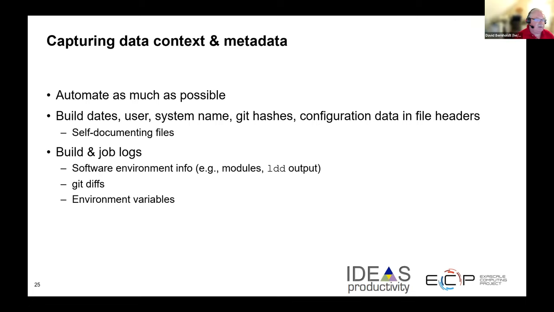So for example, if you have a script to manage your builds, it can help you collect the date of the build, the user that did the build, the system name, the Git hashes you were using, the configuration data, things like that. And you can build these things into your tools. You can make sure both your build and your jobs start by dumping out the modules. You might want to dump out the output of LDD to see exactly which libraries are satisfying your dependencies. If you're not building something that's straight out of a repository, then you might want to make sure you know what the differences in the code are from the nearest commit that's in a repository. You can capture the environment variables that appear in your environment as well. All these kinds of things can be automated.